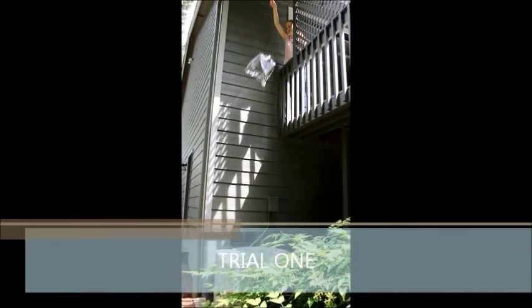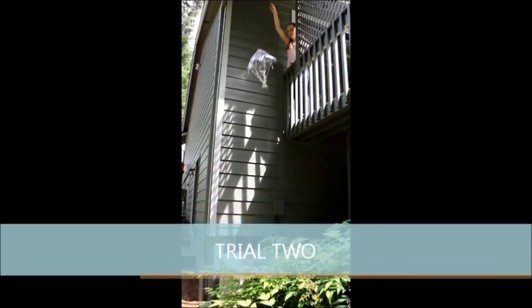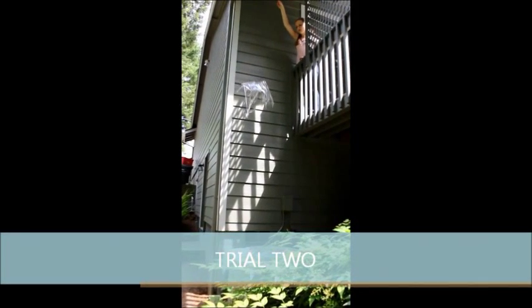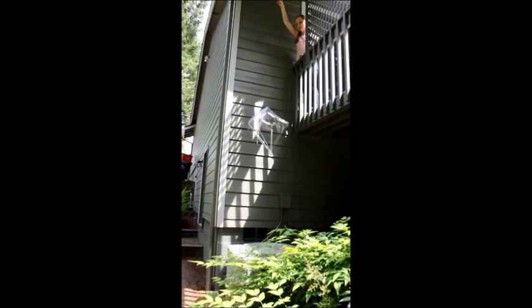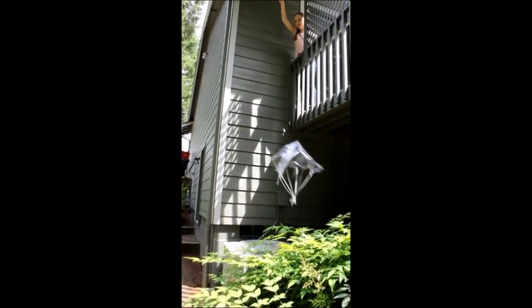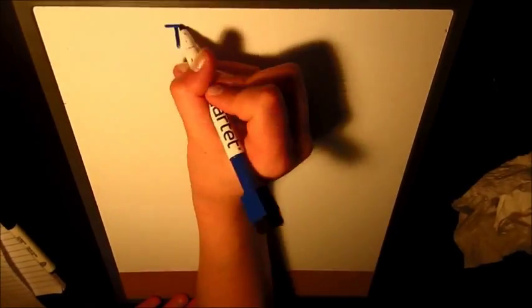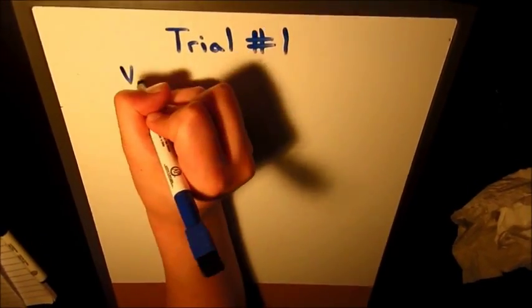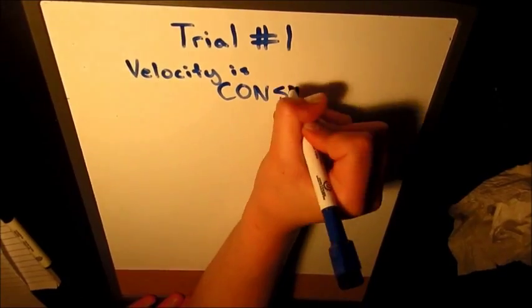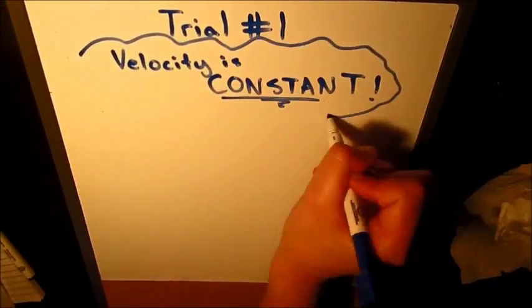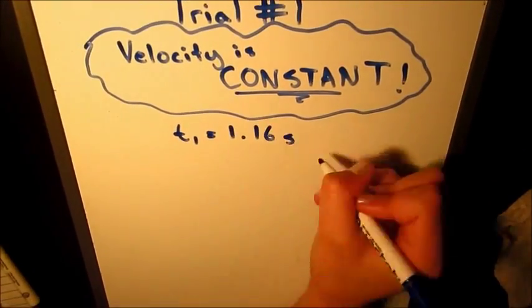Moving forward, we then dropped the dog with the parachute in order to determine its terminal velocity. This time, for our calculations with the parachute, we used the equation, since velocity is constant, velocity equals distance divided by time.